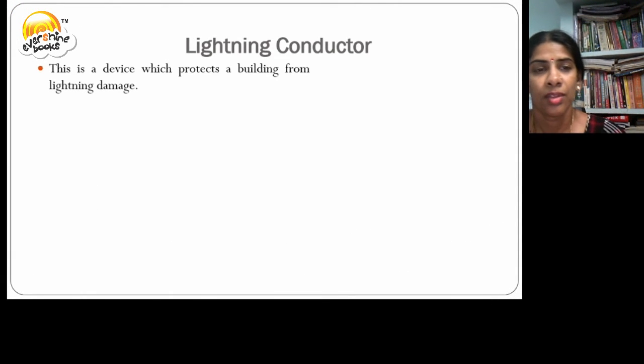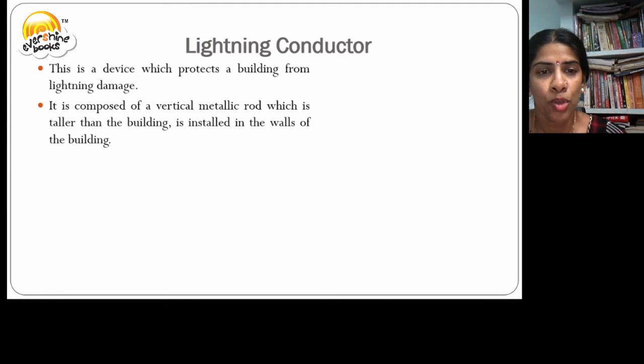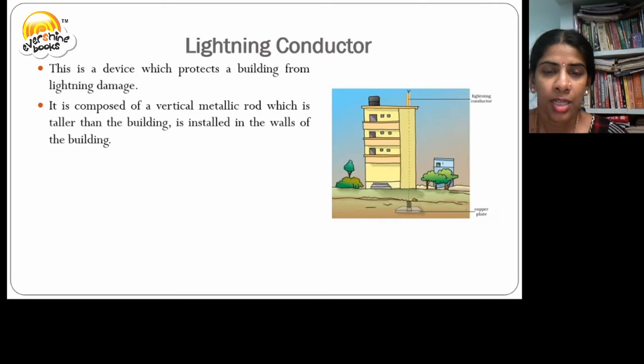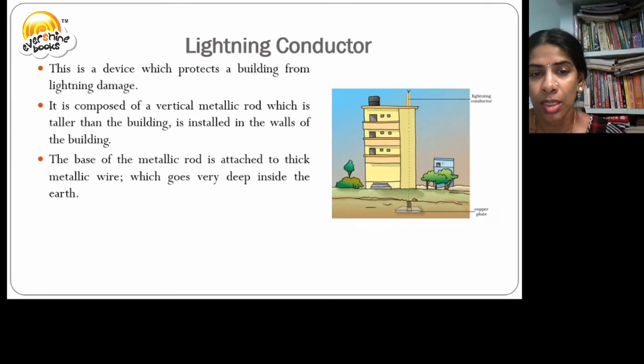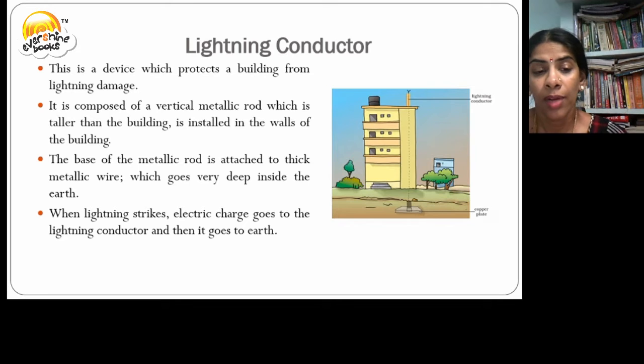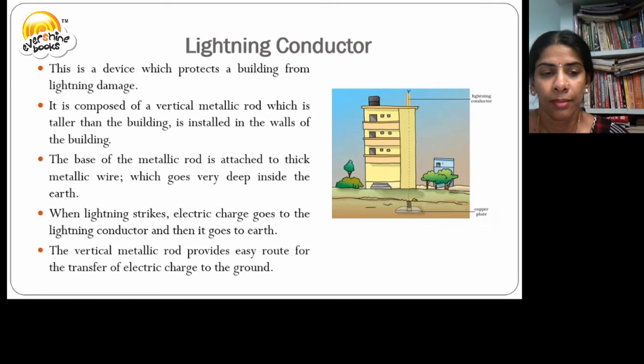Lightning conductor. This is a device which protects a building from lightning damage. It is composed of a vertical metallic rod which is taller than the building. It is installed in the walls of the building. The base of the metallic rod is attached to a thick metallic rod which goes deep inside the earth. When lightning strikes, the electrical charge goes to the lightning conductor and reaches the earth. The vertical metallic rod provides an easy route for the transfer of charges to the ground.